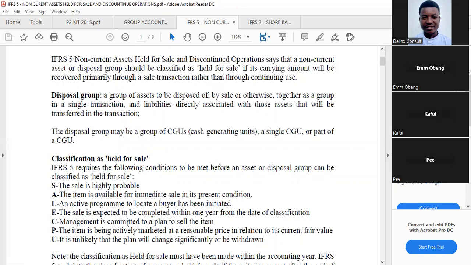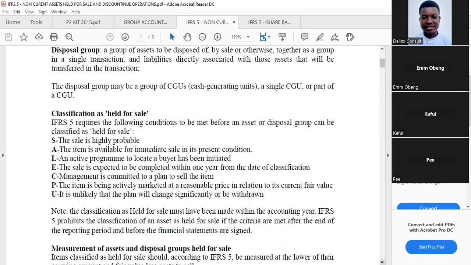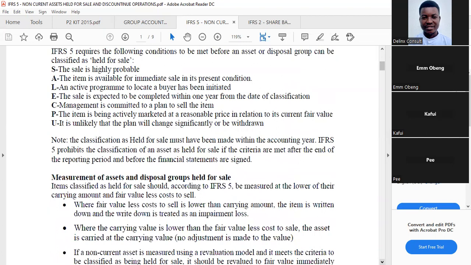Okay, so these are some of the conditions that they can ask you in the exam as conditions that have to be met before you classify the asset as held for sale. Measurement of assets and disposal groups held for sale. Before you classify the asset as held for sale, what value should you place on it? The items classified as held for sale should, according to IFRS 5, be measured at the lower of their carrying amount and fair value less cost to sell. This is one of the reasons why I'm treating this and impairment together. They have everything in common.